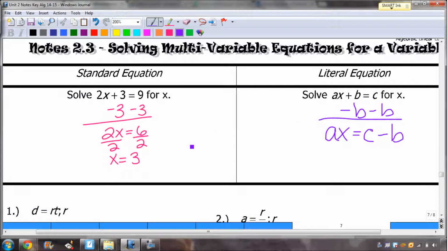Now, all I have to do, just like we got rid of the 2 by dividing by 2 because it's 2 times x, I'm going to get rid of the a by dividing by a since it's a times x, which means that my answer is x equals c minus b all over a.